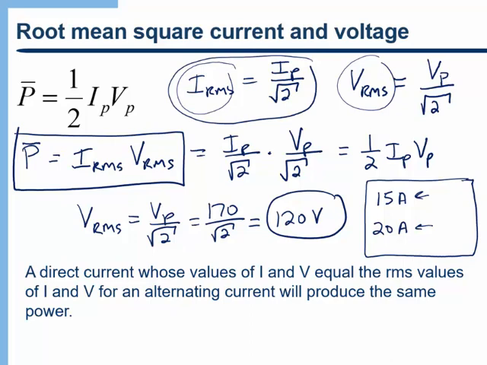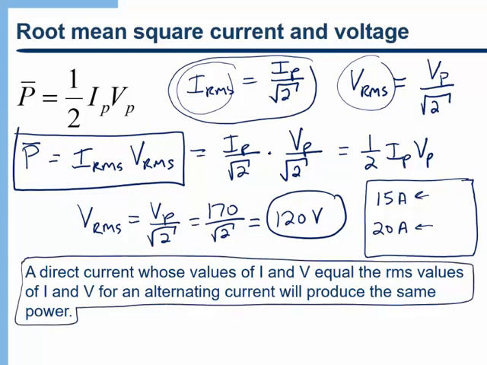All right, so generally, when we're dealing with AC voltages and currents, we can use the RMS values and then essentially treat them like they're DC circuits.